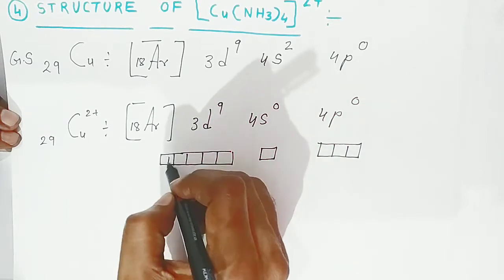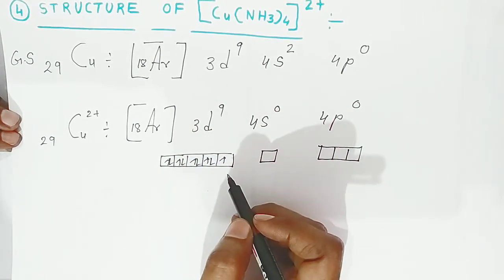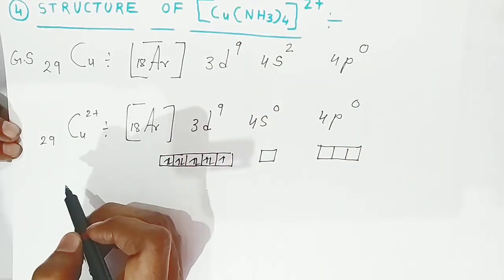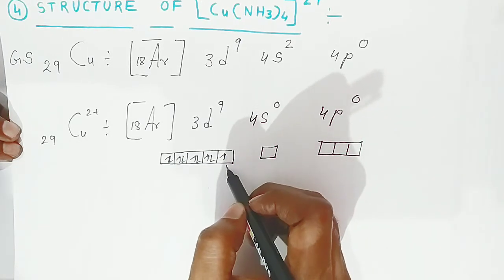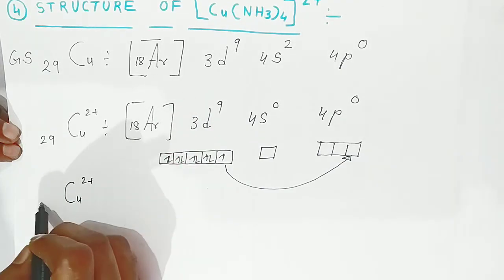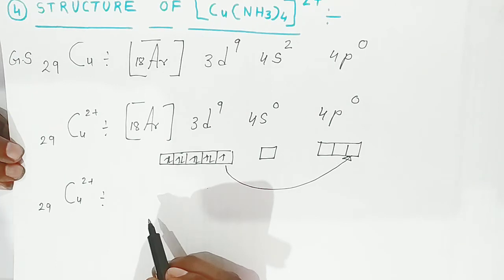So what happens, students? First you have to fill all the electrons singly, then the pairing will start. Now there is one paired electron, students. What happens when ammonia approaches the copper 2 plus? This electron will migrate to the p orbitals, and copper 2 plus forms dsp2 hybridization. It will form dsp2 hybridization.